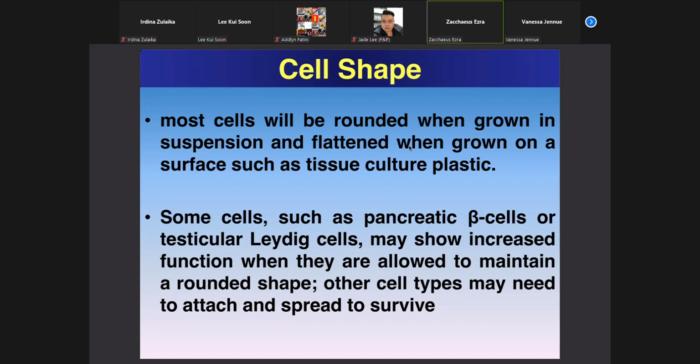In suspension, they have the nutrients all around, but on a flat surface, they only get the nutrients from one side. Yeah, that's very good.